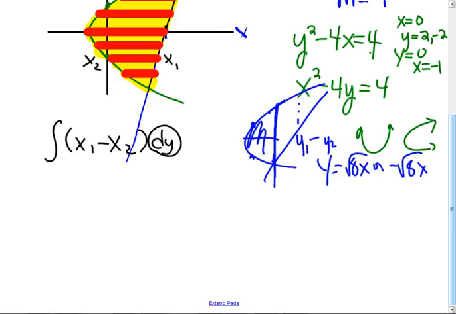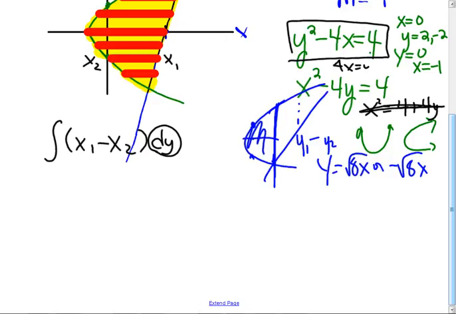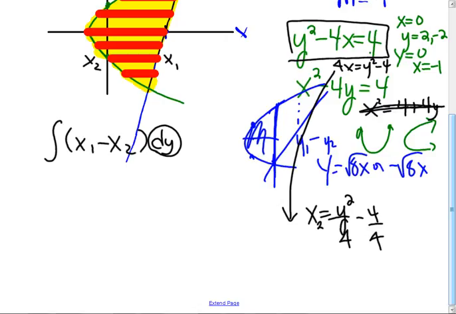So if I solve for x in terms of y here, x squared equals 4 plus 4y. So x is equal to the square root of that. No, I'm in the wrong one. Sorry. Solve for x here. That was the inverse. So I get 4x equals y squared minus 4. So x equals y squared over 4 minus 4 over 4. Now that's the curve, so that's the x2.